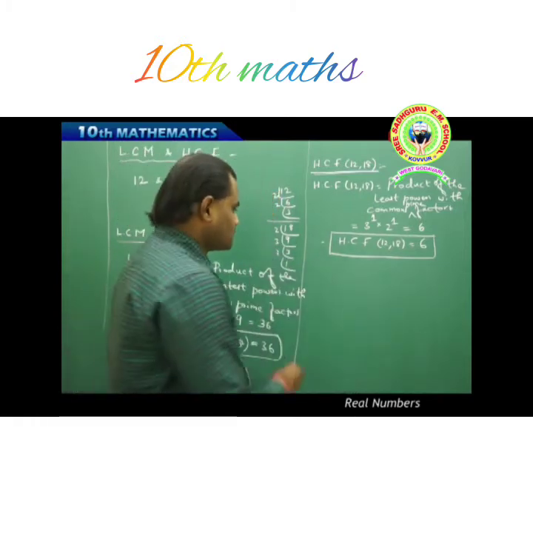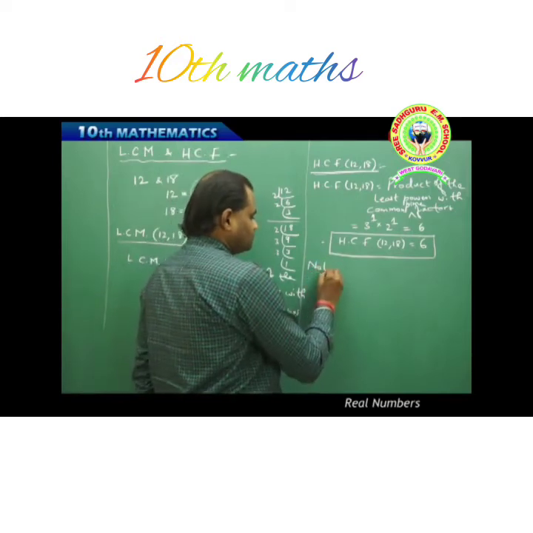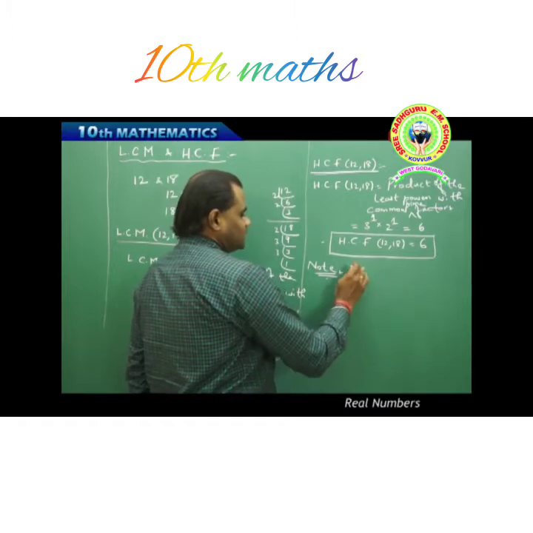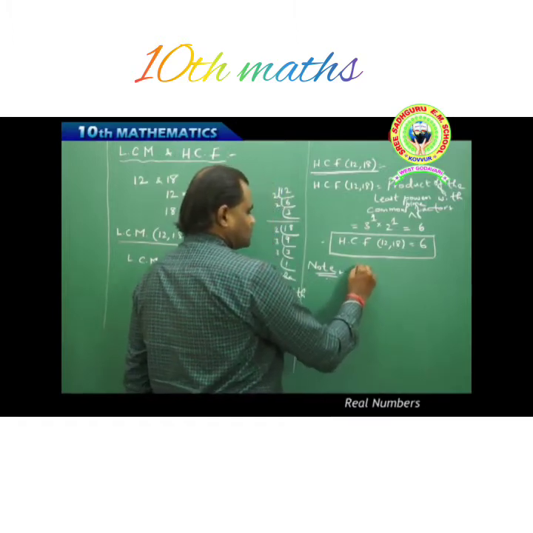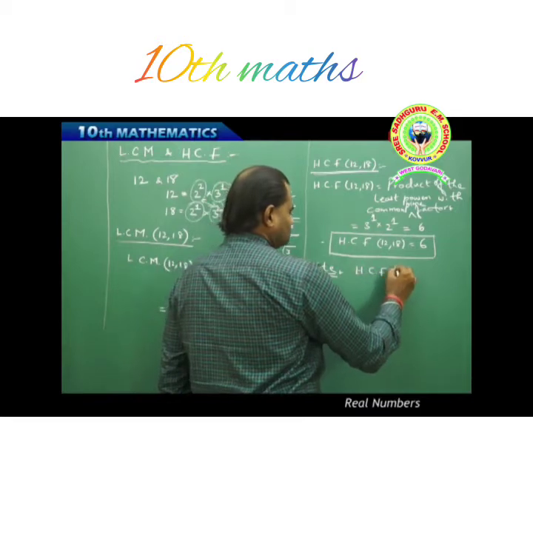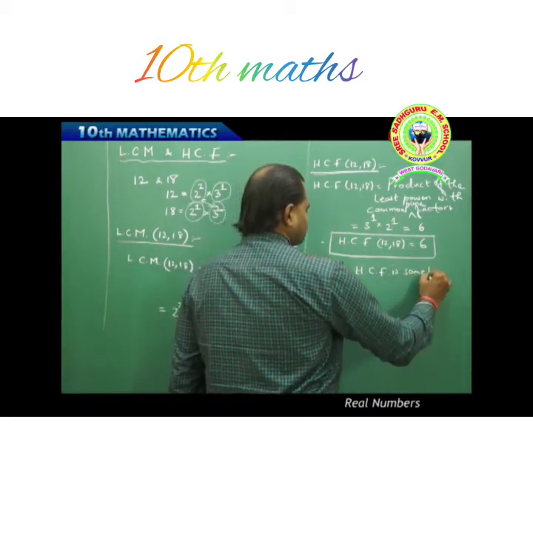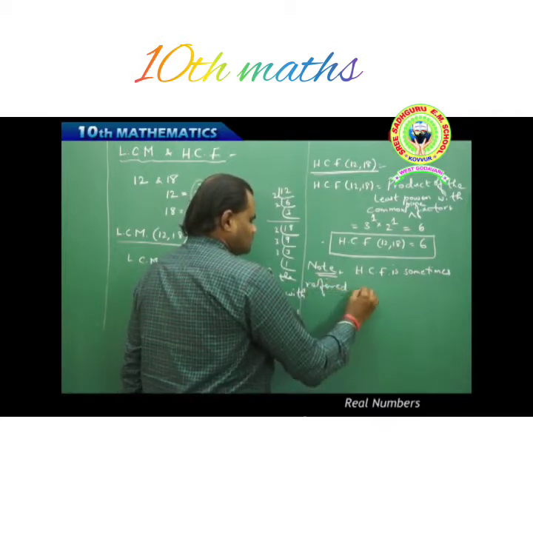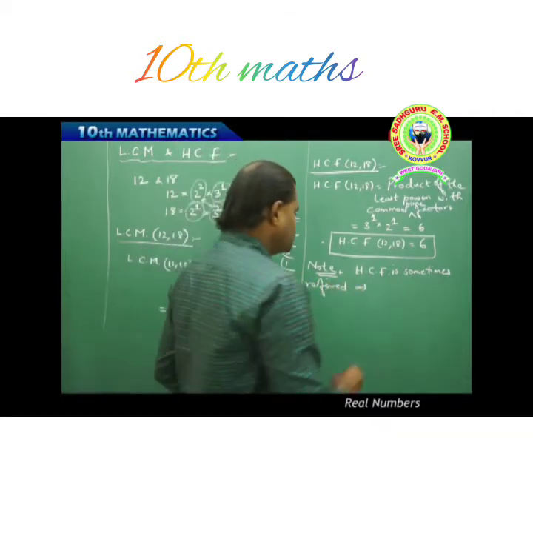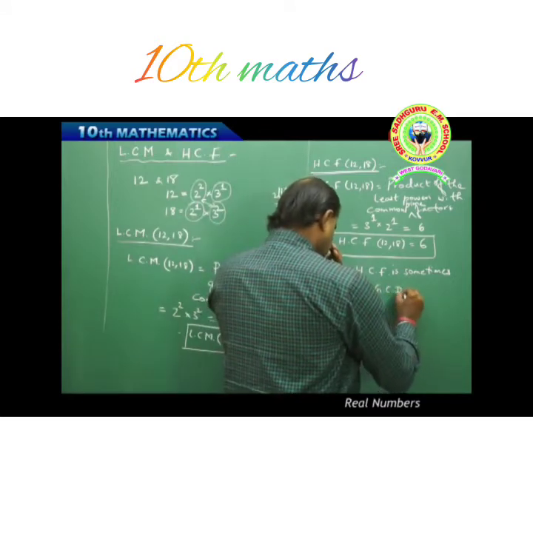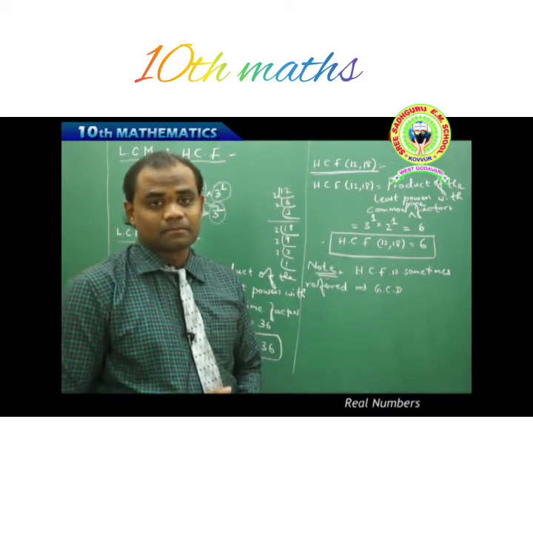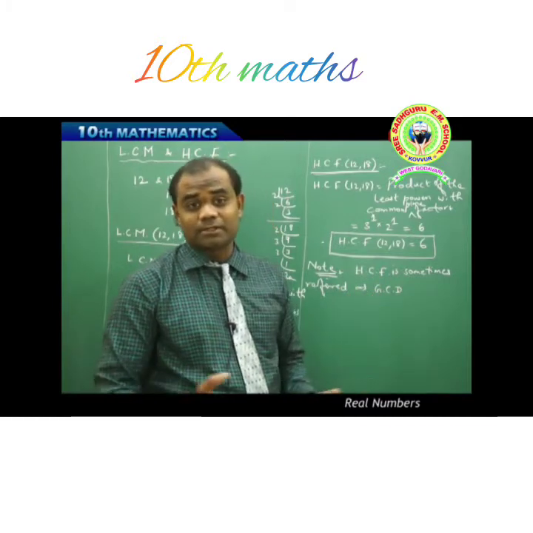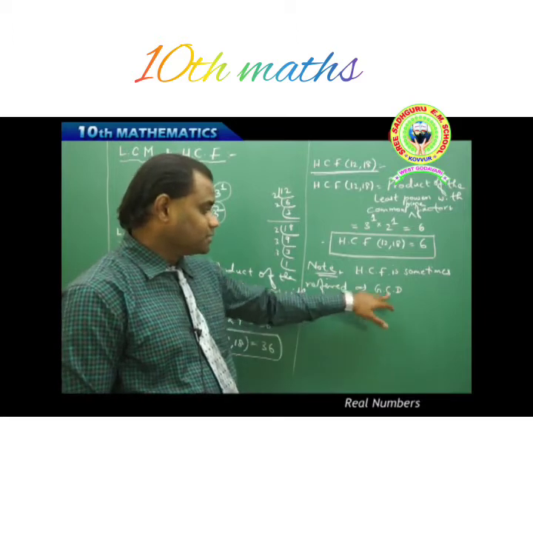Similarly, there's a small note I would like to make here: HCF is sometimes referred to as GCD, the greatest common divisor. The highest common factor is also sometimes referred to as the greatest common divisor, abbreviated as GCD.